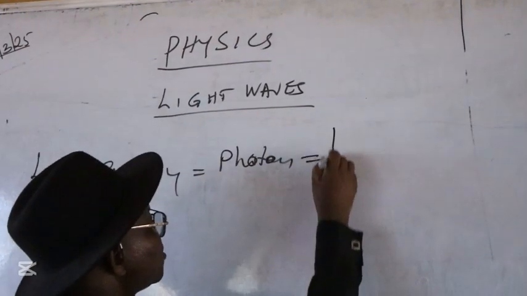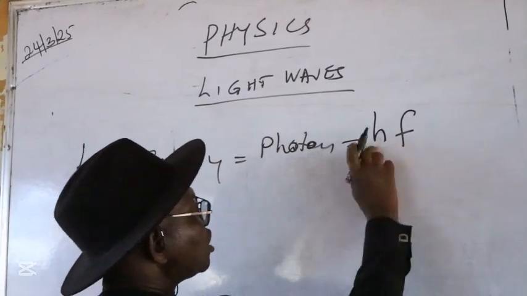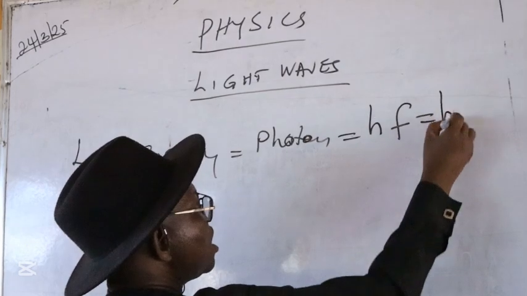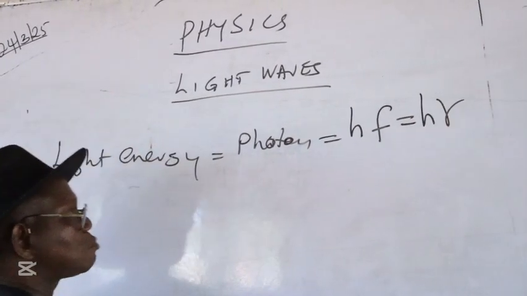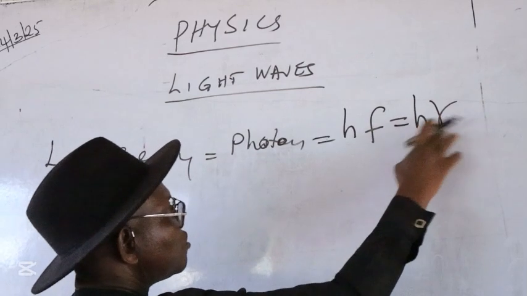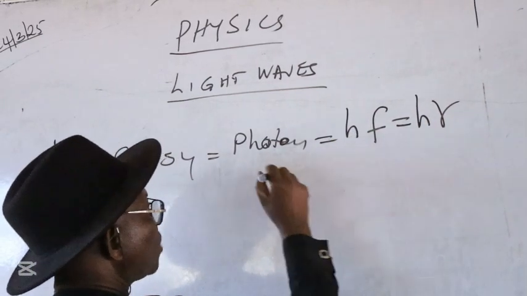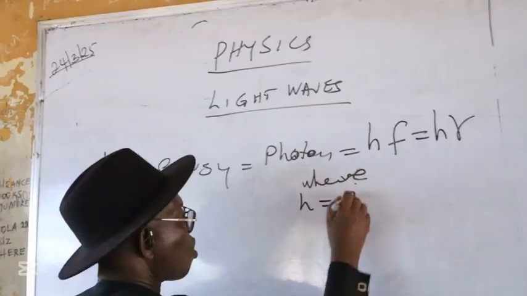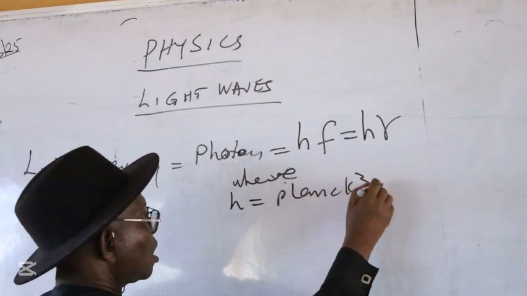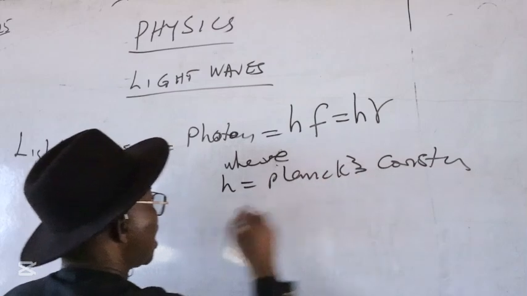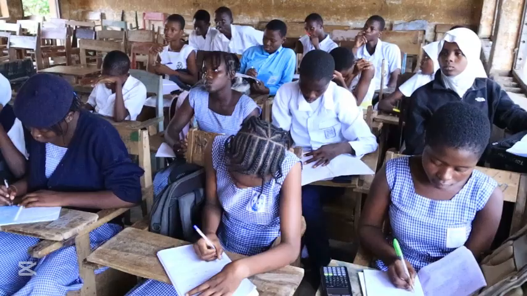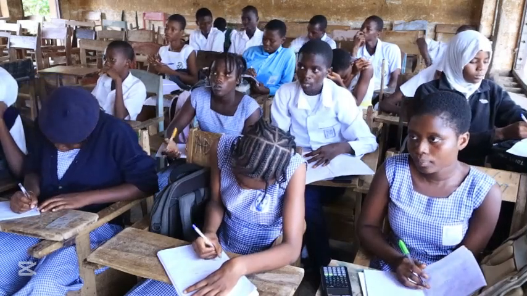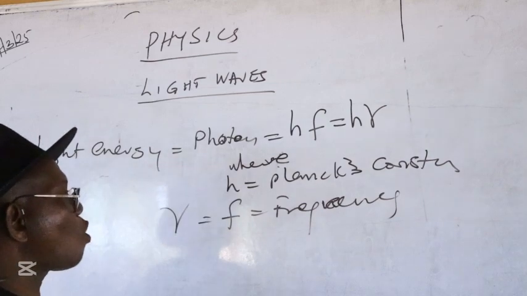We can express it as hf, where h is the Planck constant and f is the frequency. Or we can use this h mu. Some textbooks and some authors use this as the symbol of frequency. So we write it like this, where h is called the Planck constant, and f is known as frequency. Or we can say this also stands for frequency.